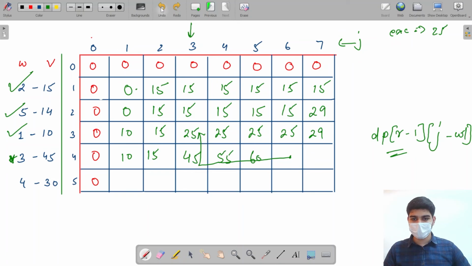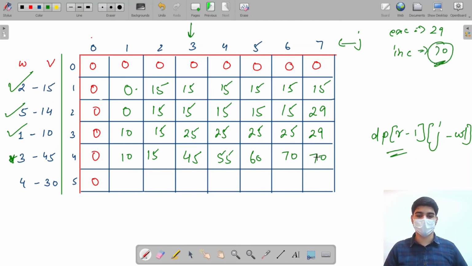So we remove this. Yeah. So we have 70 over here, right? Again, at this point too, what we would have in exclusion is 29. And in inclusion, if we see again, it's the 25, 45 plus 25 gives us 70. 70 wins, comes over here, right? And therefore, we have processed this item. Now we would be working for the very last item, right?